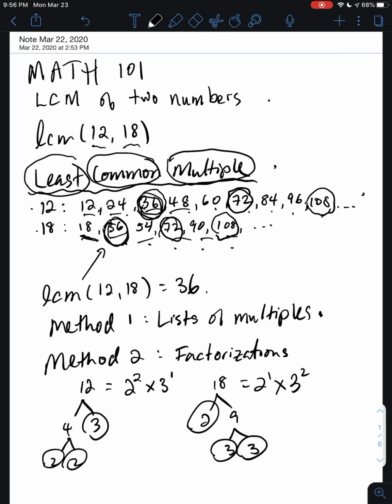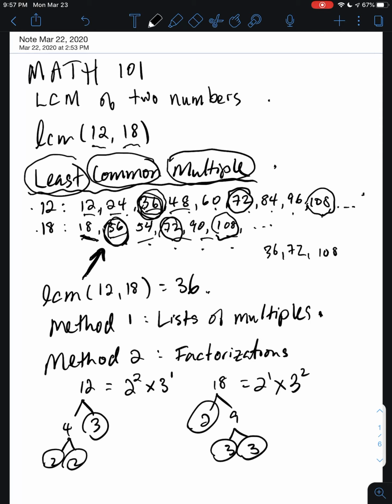So I have common multiples. 36, 72, 108 are the common multiples. Of those common multiples, I take the least. The arrow is pointing to the least. It's the first one in the list. So 36 is the least common multiple. And that's method 1 for calculating the least common multiple. It's not very efficient, but it does connect with the meaning of least common multiple.